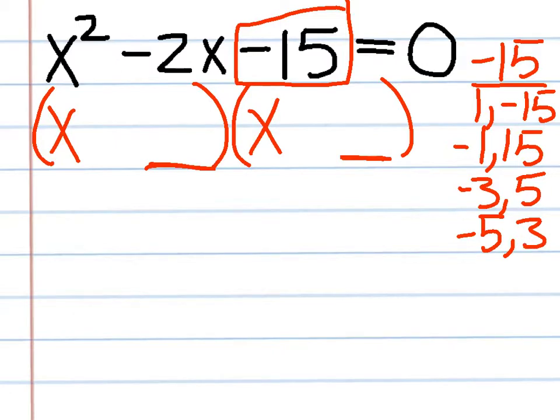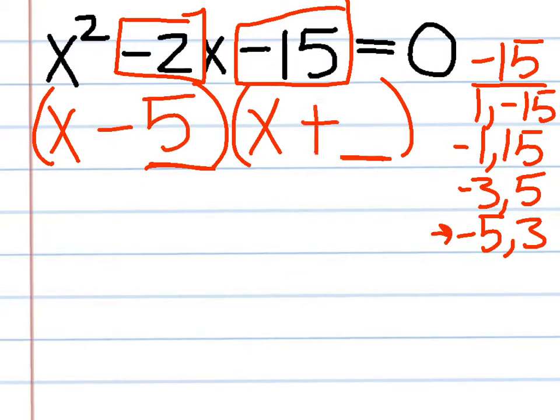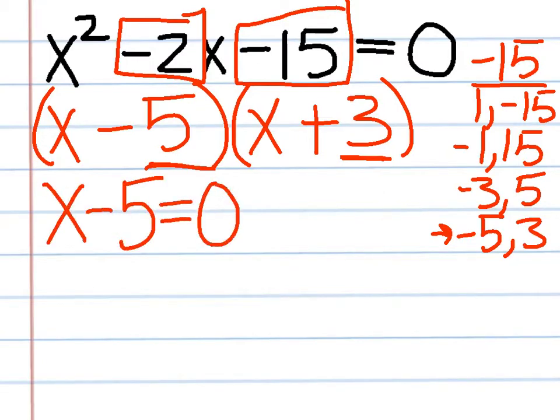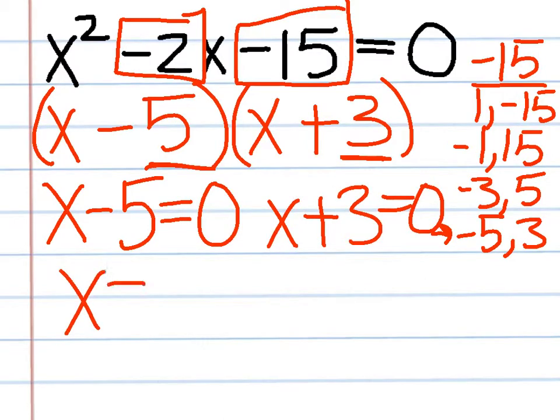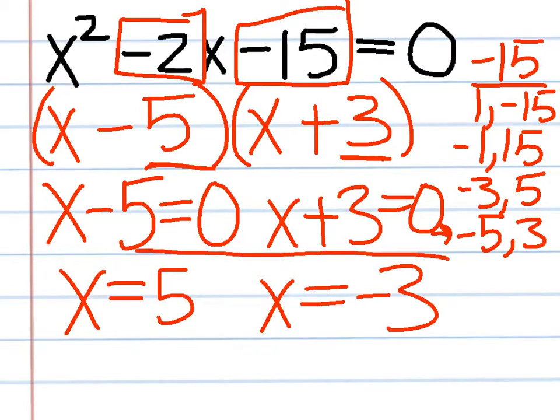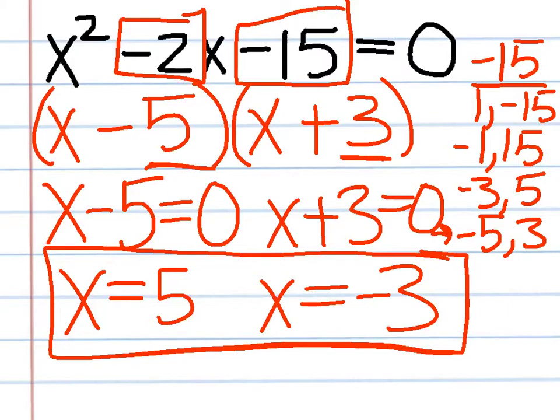What's the next number we want to look at? Right, the coefficient in front of the x. What two factors will add to give us -2? -5 and 3. So those are the two numbers that go here. What do we need to do with these? We need to set them equal to 0 and solve for x. When we set these equal to 0 and solve, we should get x equals 5 and x equals -3. And that is our final answer.